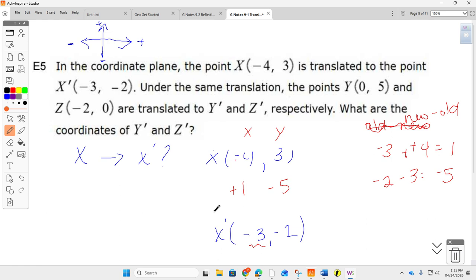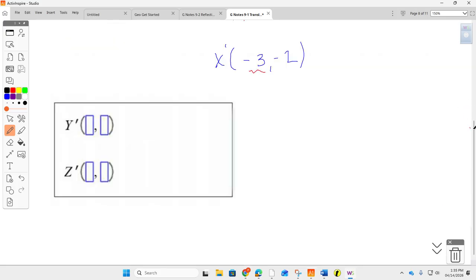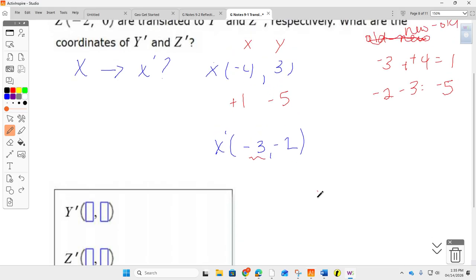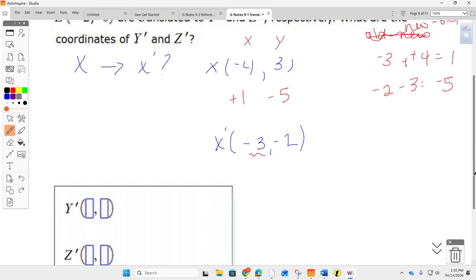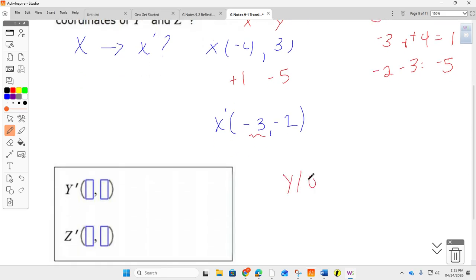So now we know for these other coordinates, we're going to add 1 to the x coordinates, and we're going to subtract 5 from the y coordinates. So for Y prime, Y is (0, 5). So Y prime is going to be 0 plus 1, and 5 minus 5. So Y prime is (1, 0).